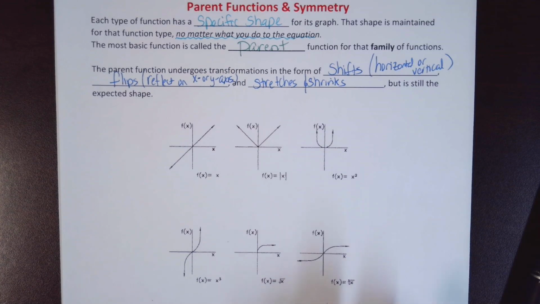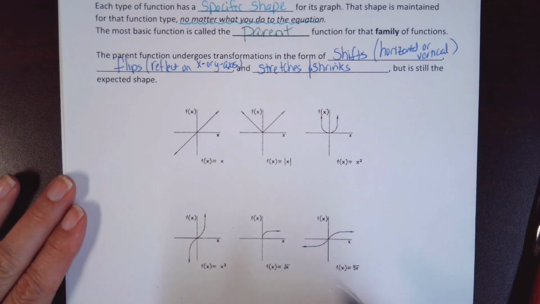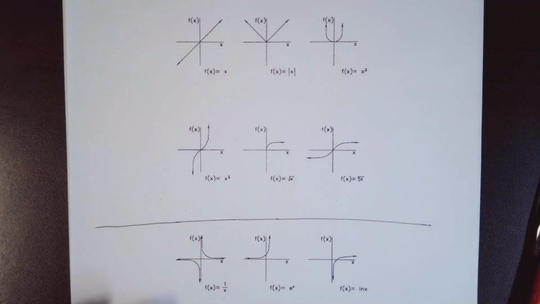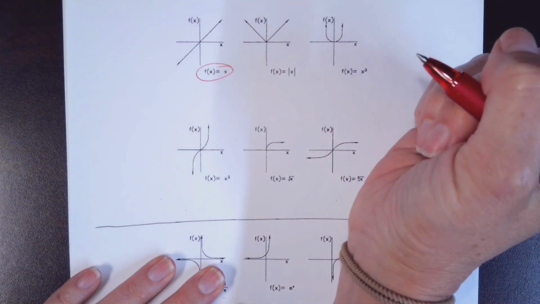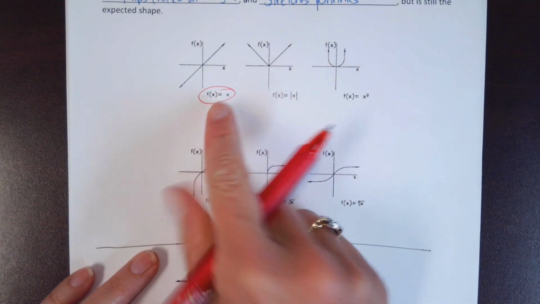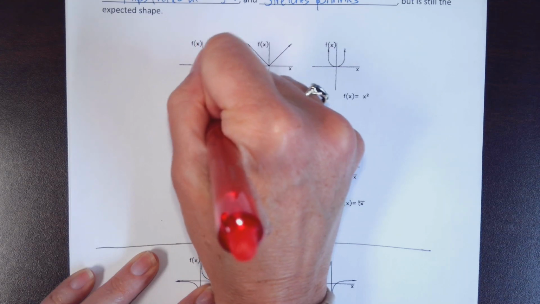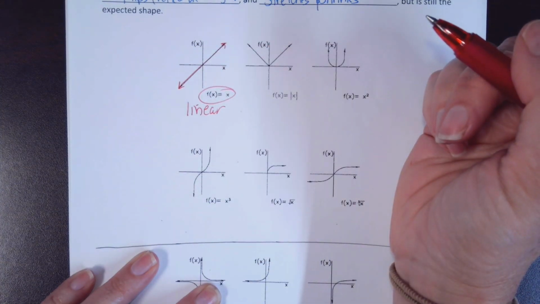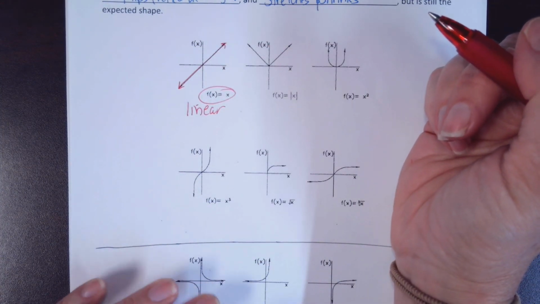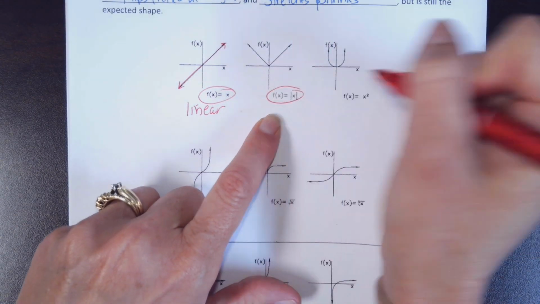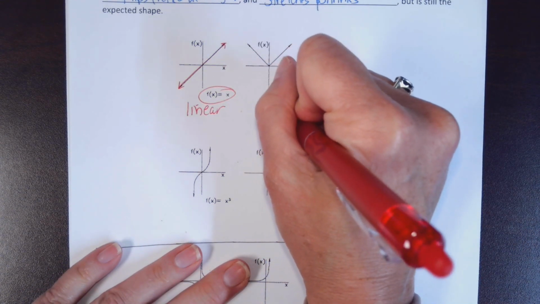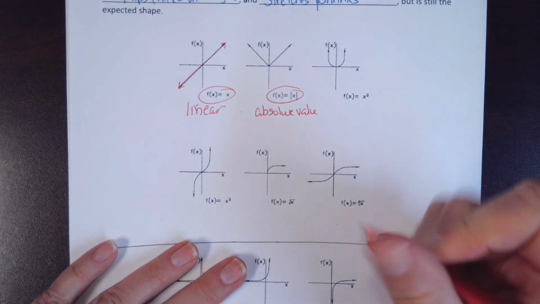All right, we're going to focus primarily for right now on these first 6, but I'm going to go ahead and give you all 9 of these parent functions because it's good to start looking at the basic shapes. Right here, f of x equals x. Remember, f of x is the same thing as y. That's my linear function. This is the parent linear function right here. This next one, f of x equals, how do we read that symbol? Absolute value. That's my parent absolute value function.